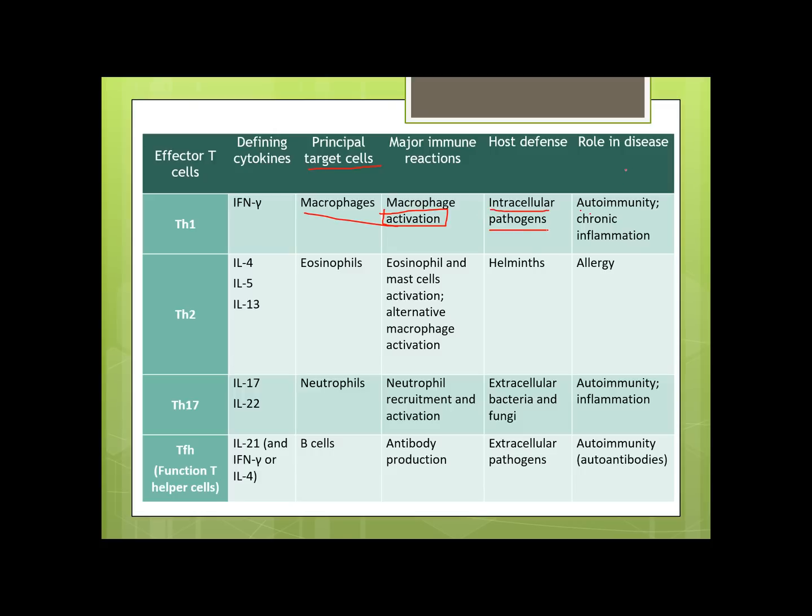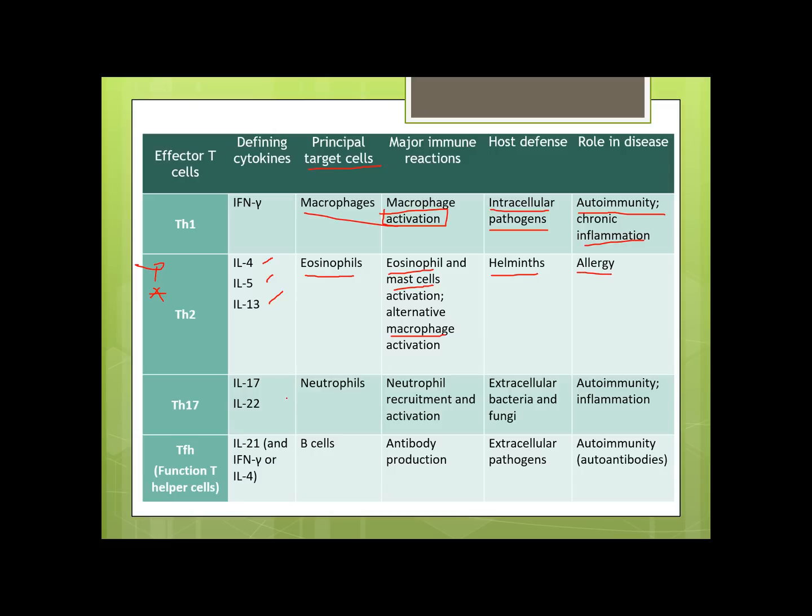Role in disease, specifically involved, class, in autoimmunity and chronic inflammation. Then we have your T helper 2. As mentioned previously, si T helper 2, class, involved yan sa parasitic at allergic. It secretes interleukins 4, 5, 13. Ang target cell is eosinophil. It causes the activation of eosinophil, mast cell, and also in an alternative way, macrophage activation. Plays host defense against helminths. Role in disease, specifically involved in allergies.